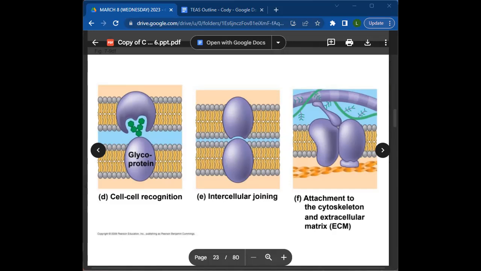Okay, now the last function of proteins in the cell membrane is help with attachment to the cytoskeleton. The cytoskeleton, which we'll discuss in a separate time, is like a mini skeleton for the cell. And it has to be anchored to something. We wouldn't want the cytoskeleton just floating around and shifting and changing too much. So parts of the cytoskeleton may be anchored to proteins in the cell membrane.